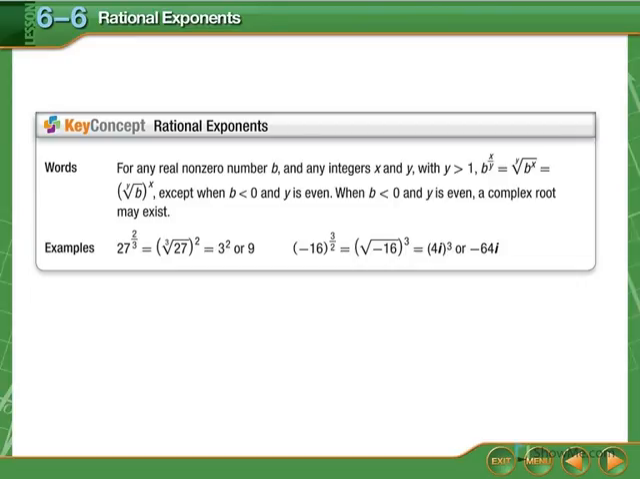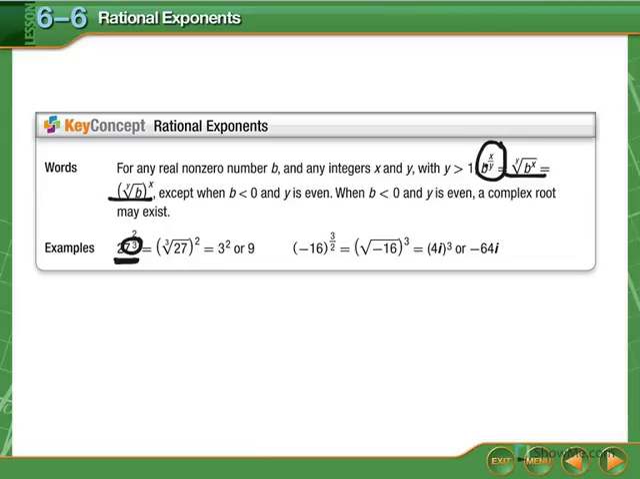Alright, our next key concept is about rational exponents. For any real non-zero number b and any integers x and y, with y being greater than 1, b to the x over y equals the yth root of b raised to the x power, or you can write it in this way also. You can either put the x power on the b on the inside of the radical, or you can put it on the outside. Now, this works except when b is less than 0 and y is even. In that case, we would have an imaginary root. So for example, here we have 27 to the 2/3. So we're going to pull our n from the previous key concept.